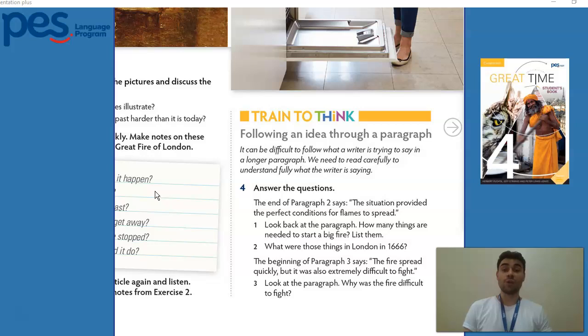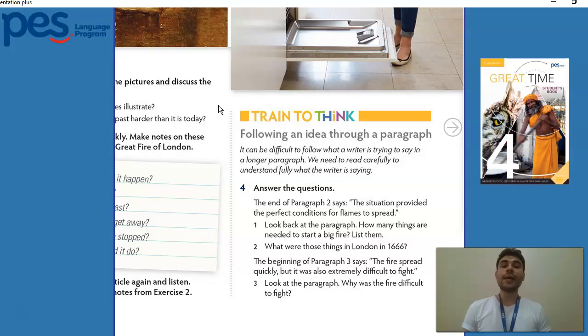Okay, we are working with Grade Time 4, Unit 2, and now we're going to do this section here, Train to Think. This section is completely related to the text on the Great Fire of London. I hope you have read it, right? And in this section, we're going to try to understand a little bit better, not the text as a whole, but the small parts of the text called paragraphs. So let's take a look here at this definition.